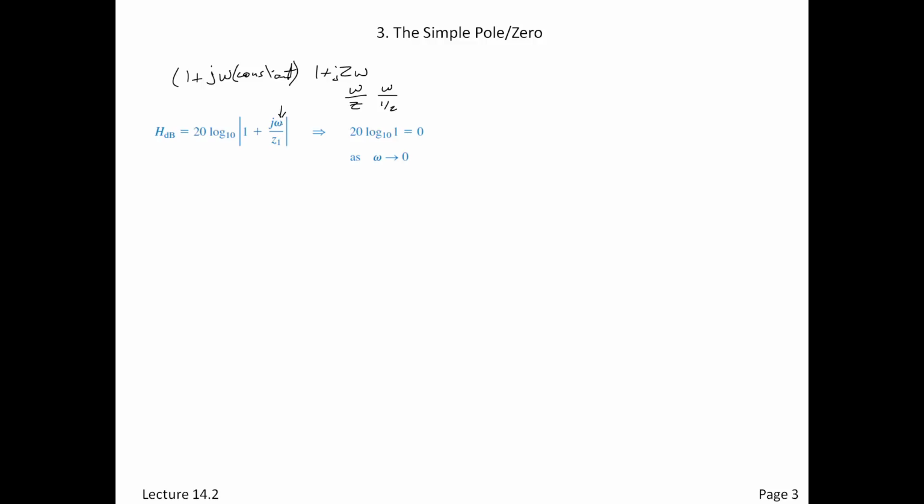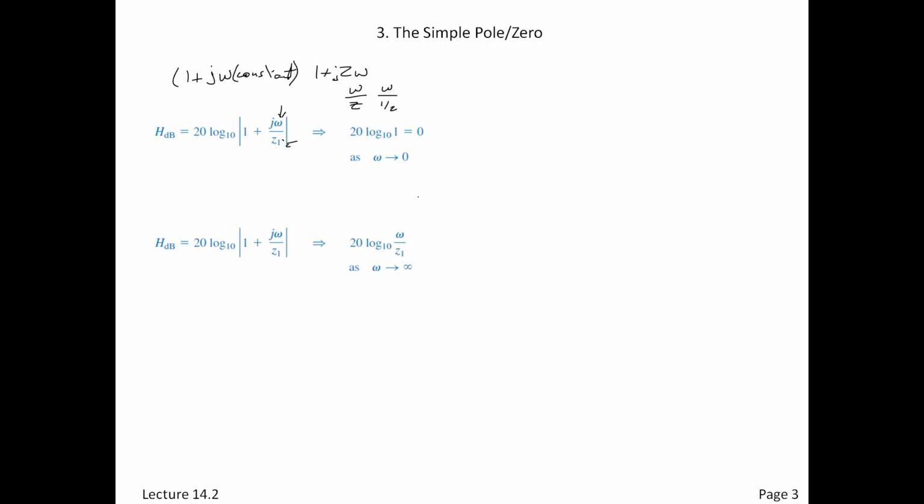If omega itself just goes to 0, forget what the value of z1 is. If omega goes to 0, you're just left with 20 log of the magnitude of 1, which is 1. All right, and that's 0, so that fixes 1 point. All right, we can take the same thing. This is the same expression.